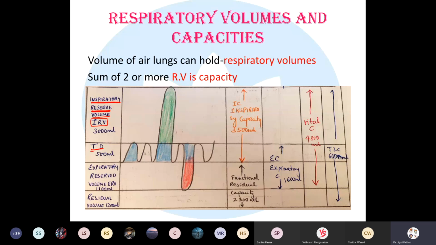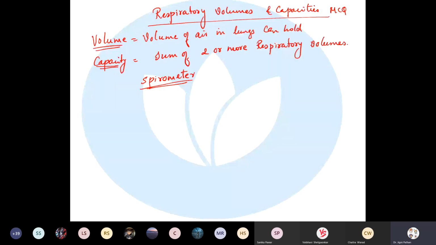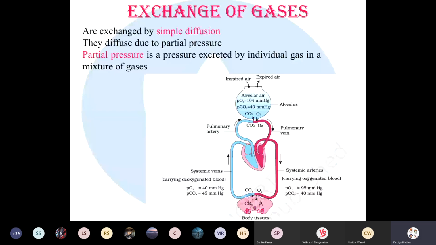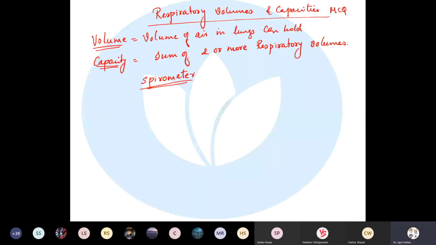TV is tidal volume. So what is tidal volume, my dear students? Tidal volume is the amount of air inhaled and exhaled. You can see the amount of air inhaled, the amount of air exhaled. That is called tidal volume. Let me write it down here. What is tidal volume?